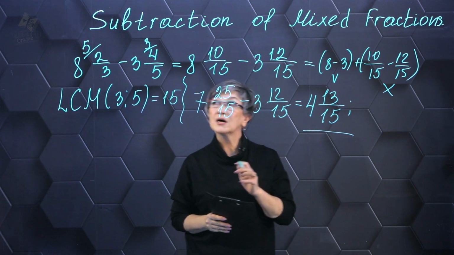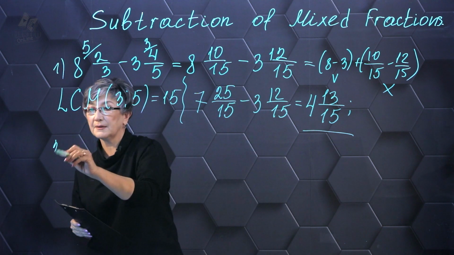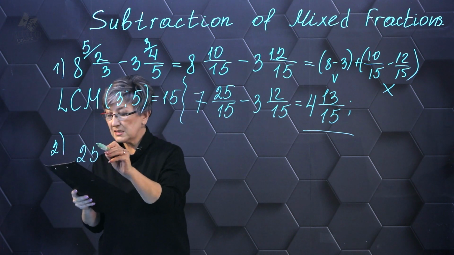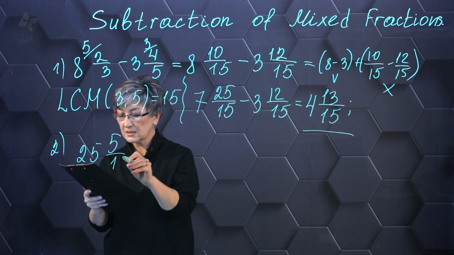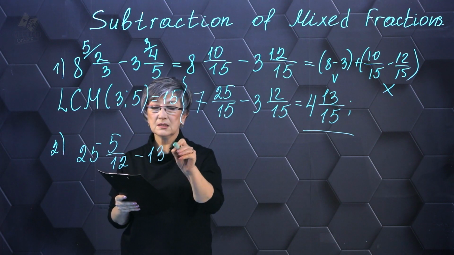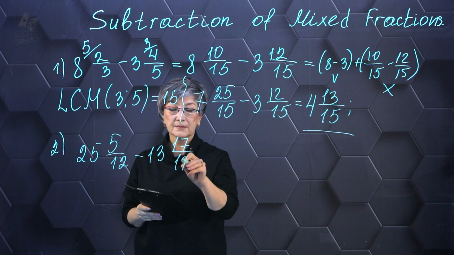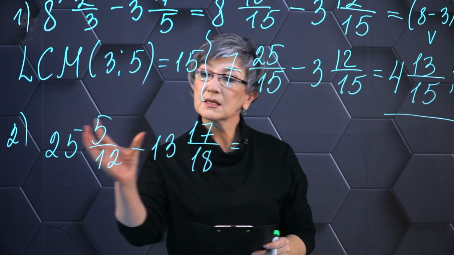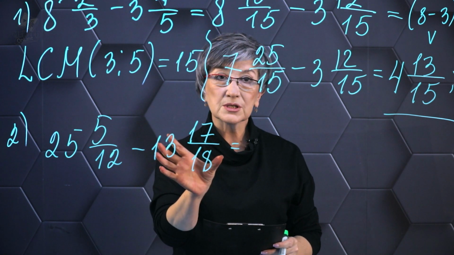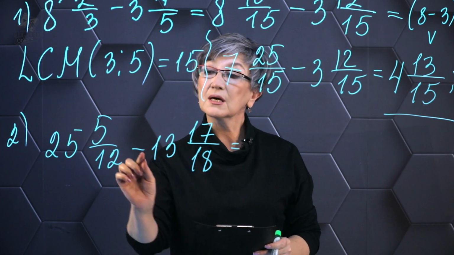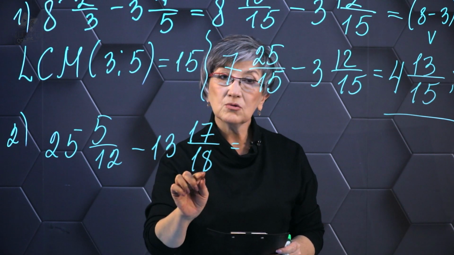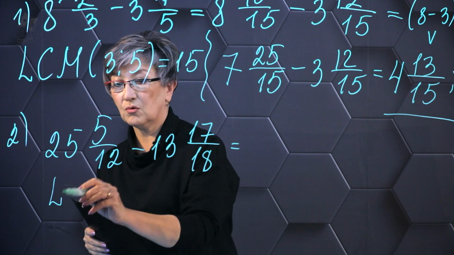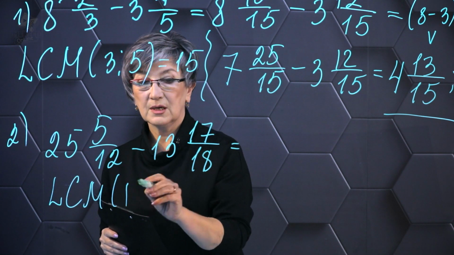And let's do one more example to reinforce it. Let's take a bigger number: 25 and 5 twelfths minus 13 and 17 eighteenths. Once again, step 1. Let's pay attention to the numbers. These are mixed numbers. We have different denominators. We need to subtract, so we bring them to a common denominator, 12 and 18.